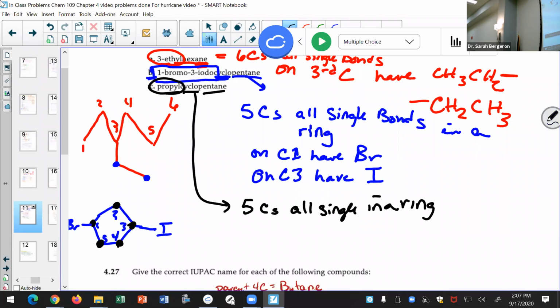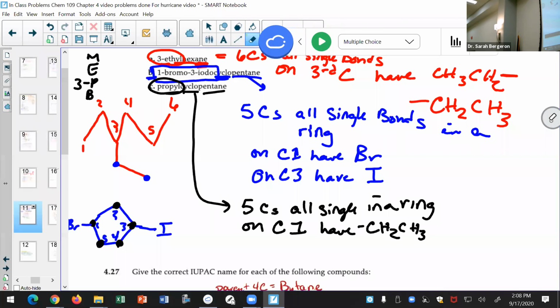Propyl. Which carbon am I going to put it on? Carbon 1. There's nothing listed, so you automatically just put it on carbon 1. We have propyl. So remember, me eat peanut butter. How many carbons? 3. You have CH2, CH3, CH2, CH3.